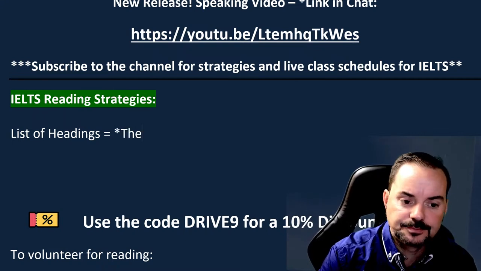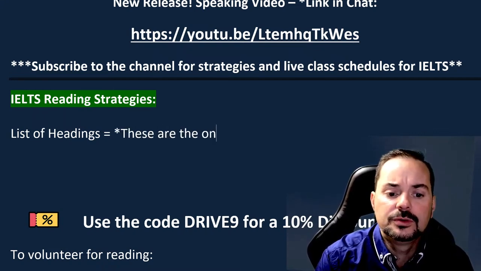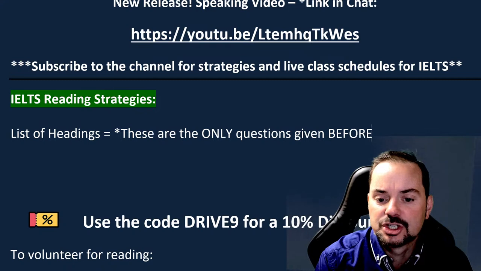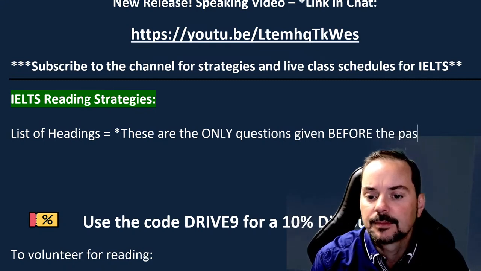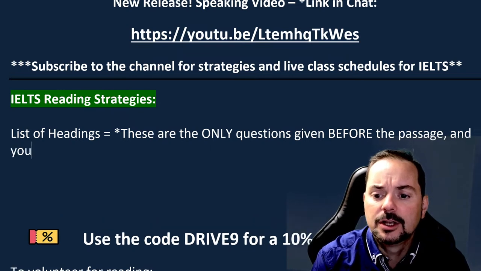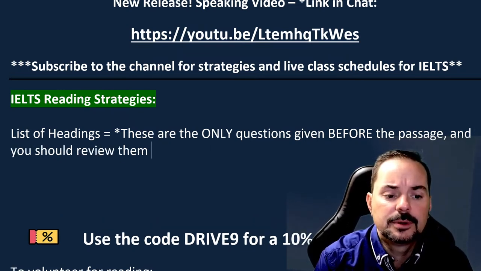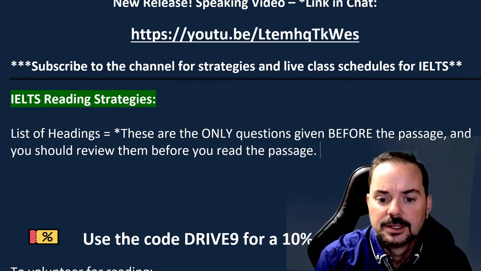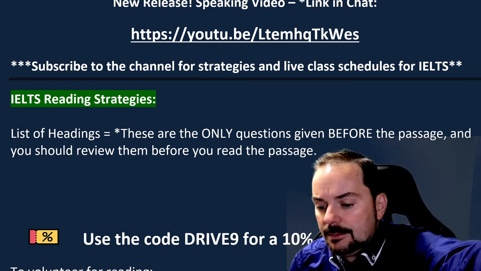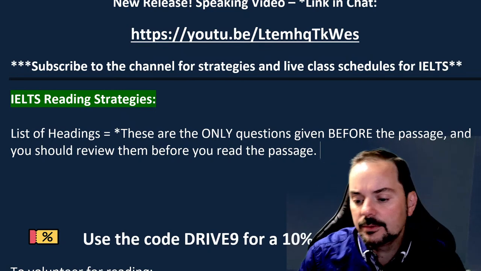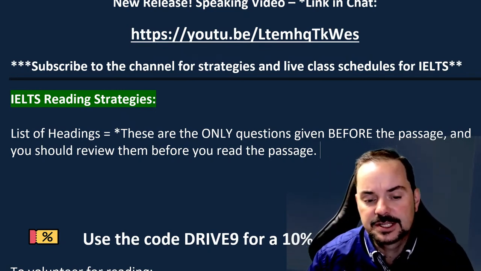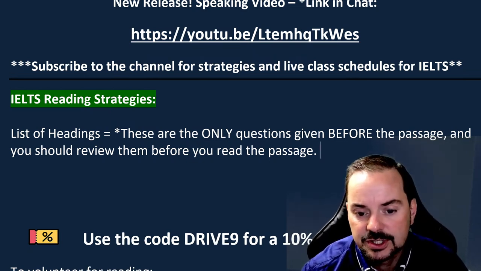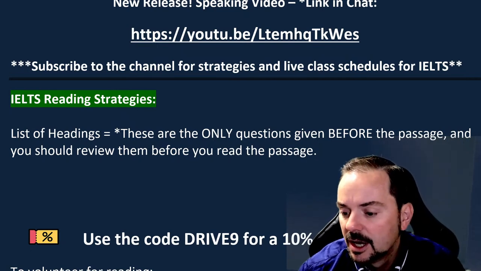So list of headings. These are the only questions given before the passage. And you should review them before you read the passage. That's why they're given before the passage. Why do you think? Anahita says because they are paraphrased. Not really, Anahita. I mean, most questions are paraphrased in the IELTS, right? That's the nature of the exam. That's how they test you, is they paraphrase those questions. So that's not really the reason. All questions are more or less paraphrased.